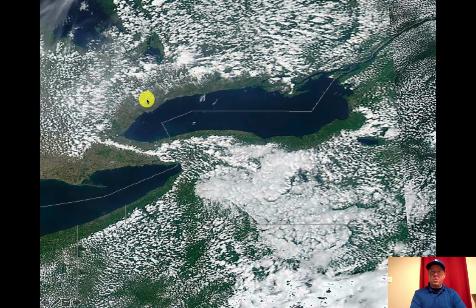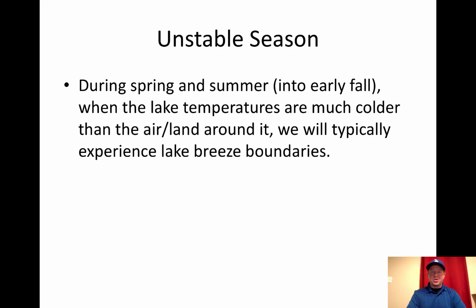No convection over the water, right? Why? Well, because the water is stable, right? It's cold, okay? Where over the land, what's happening? The land is heating, and you're getting what? Air that's rising, and you're getting convection, right? So colder to warmer, high to low, that's how you're getting these lake breeze boundaries, all right? So hopefully that makes sense. It's just basically the circulation reverses, all right? So unstable season, lake breezes, stable season, land breezes.